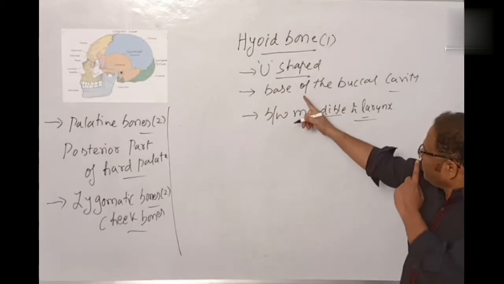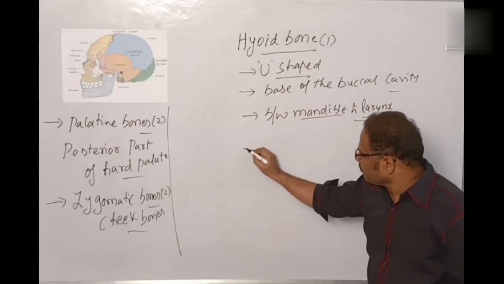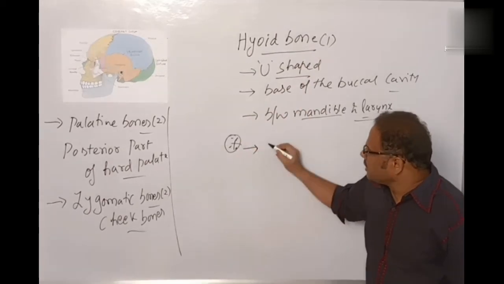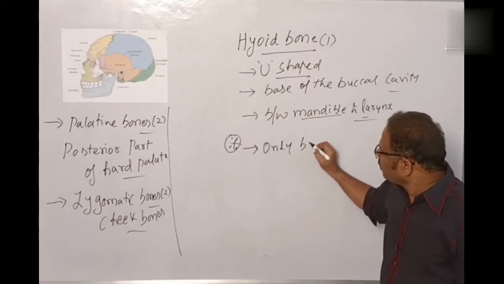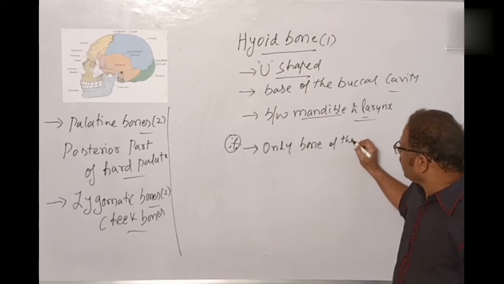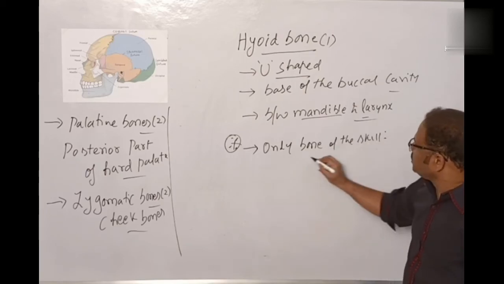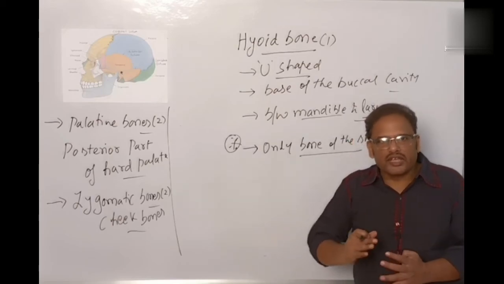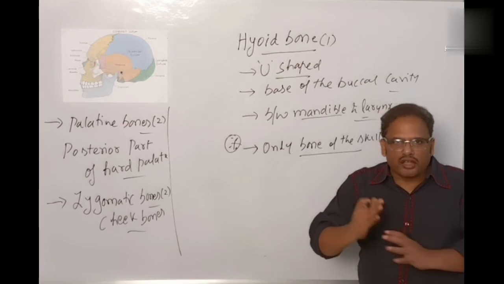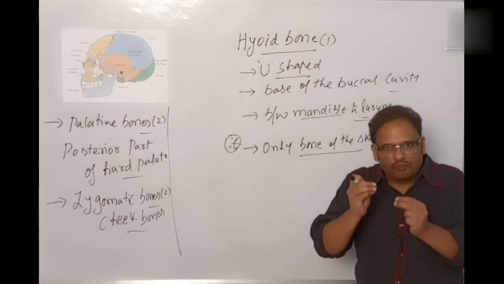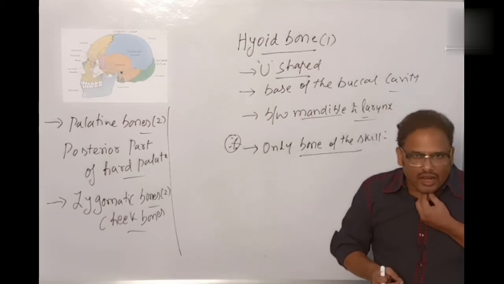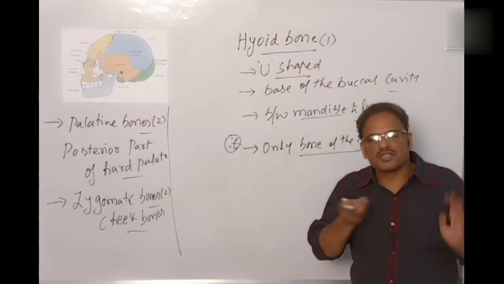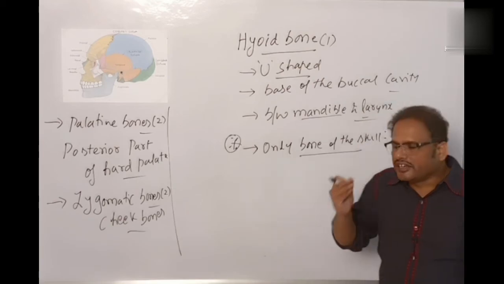Hyoid bone is single, present at the base of the buccal cavity. Okay. And a very important point is that hyoid bone is the only bone of the skull which is not attached to any other bone. Each and every bone of the skull is attached to another bone. But hyoid bone is the only bone of the skull which does not form any joint with other bone. It's a single bone.